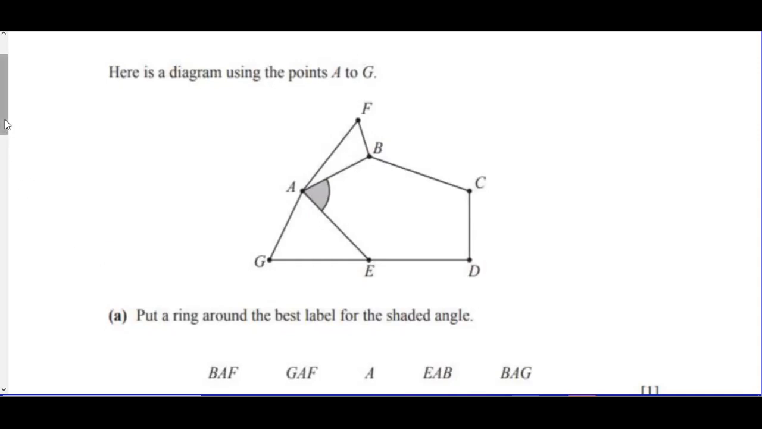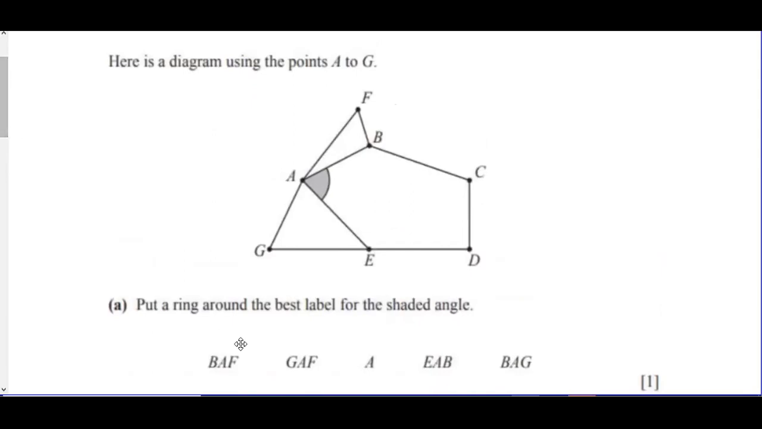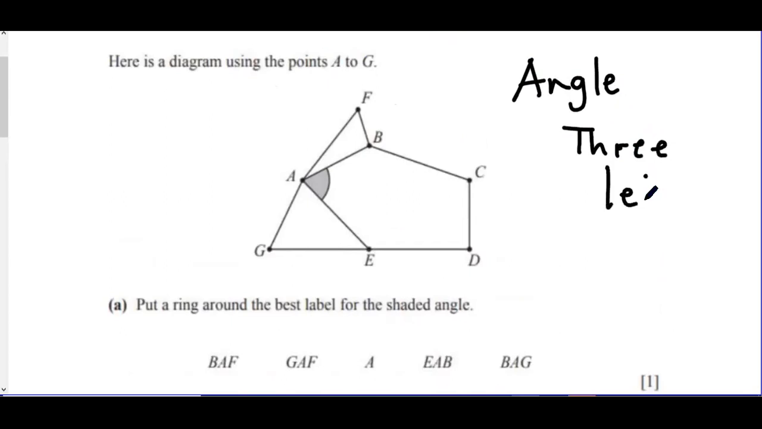Now the question is, put a ring around the best label. So this is all about labeling an angle. When you are labeling an angle, you must use 3 letters. An angle is labeled by using 3 letters.